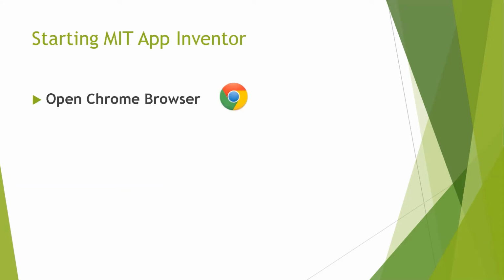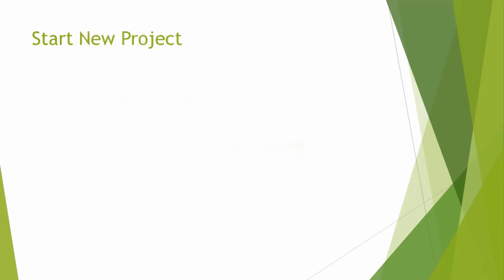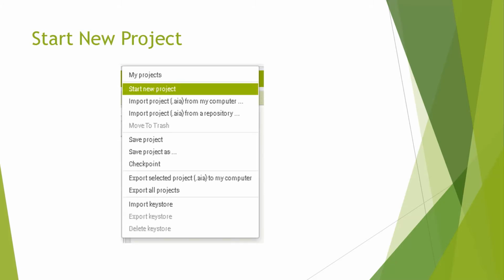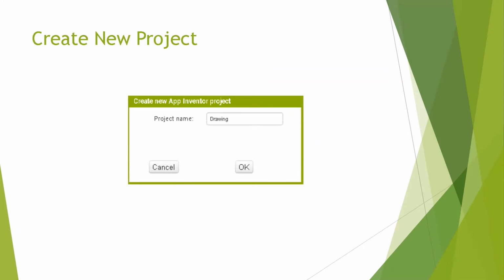Please open your browser. Open the following URL, http://ai2.appinventor.mit.edu. From MIT App Inventor home screen, select My Projects. Then select Start New Project. Now let's enter project name. We will call our project, Drawing. Please enter, Drawing in the project name and press OK.